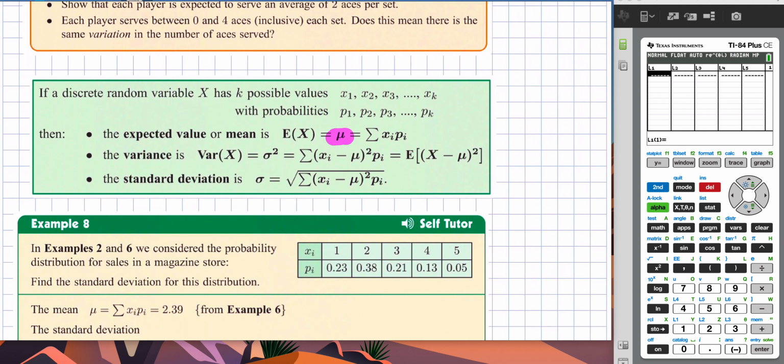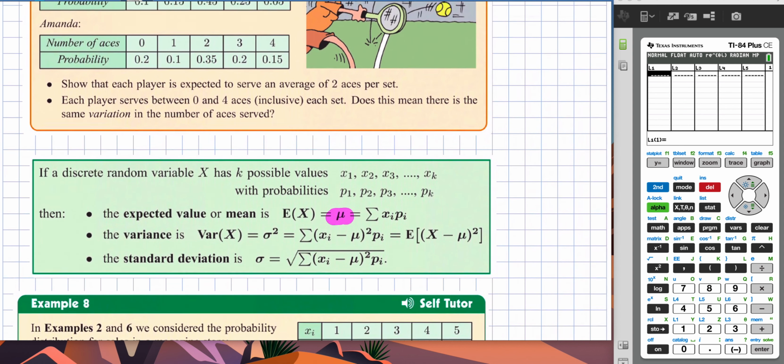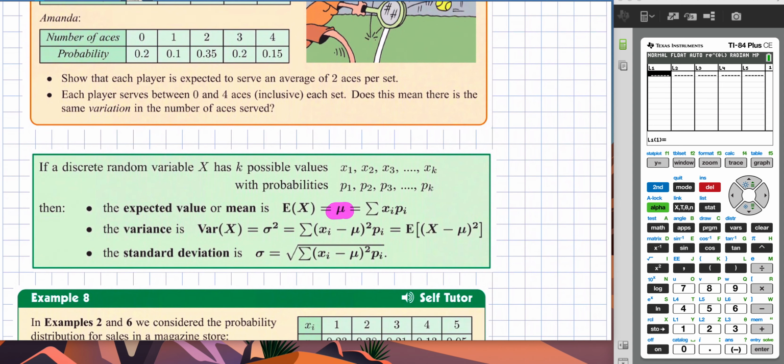It's the sum of the value. So each value, take away whatever the mean was. So effectively, if I go back up to this data here for Amanda so we can see both bits, we're going to look at each of the possible outcomes. So we've got 0, 1, 2, 3, 4 aces. They're going to be the values that are here, and for each of those values, we're going to take away whatever the expected value or the mean was.